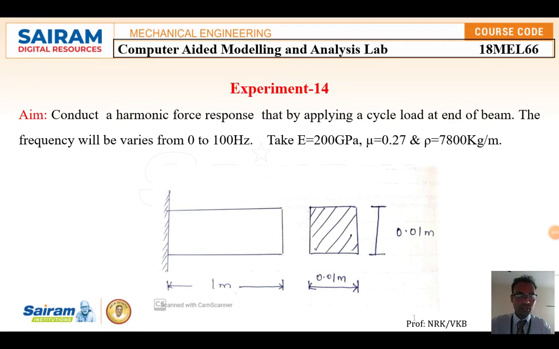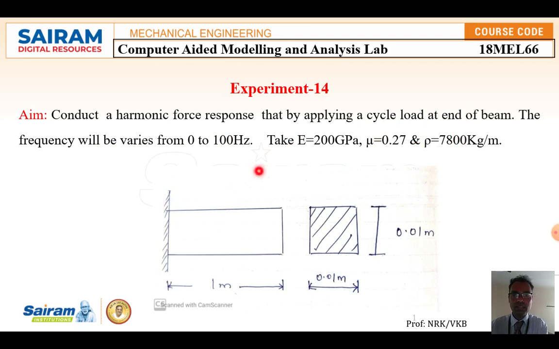Hello students. In this lecture video we will see the harmonic force response problem. The given problem is to conduct a harmonic force response analysis by applying a cyclic load at the end of the beam. The frequency will vary from 0 to 100 hertz, the Young's modulus is 200 gigapascal, the Poisson ratio is 0.27, and the density of this particular beam is 7800 kg per meter cubed.